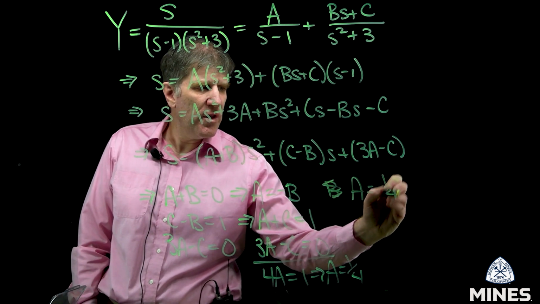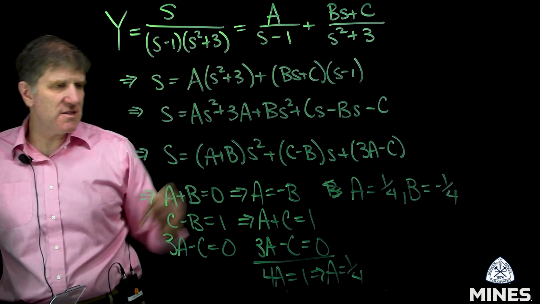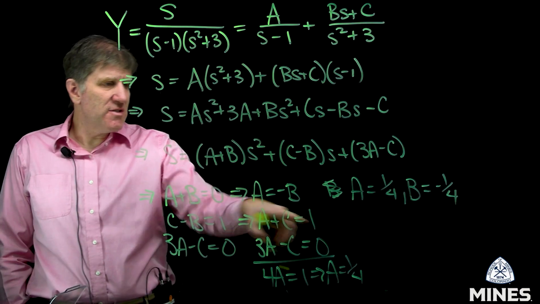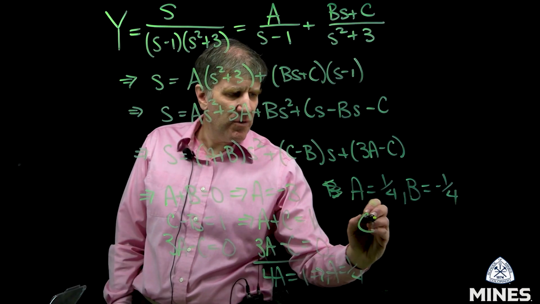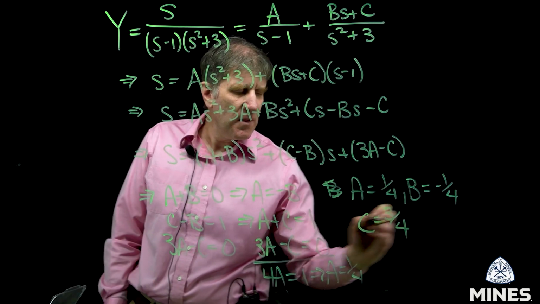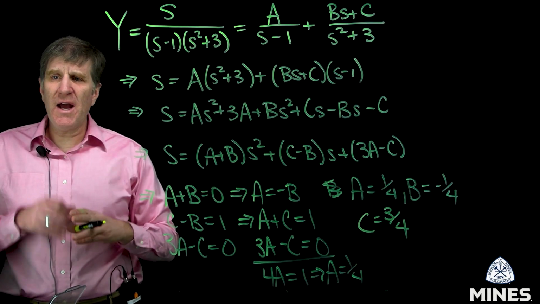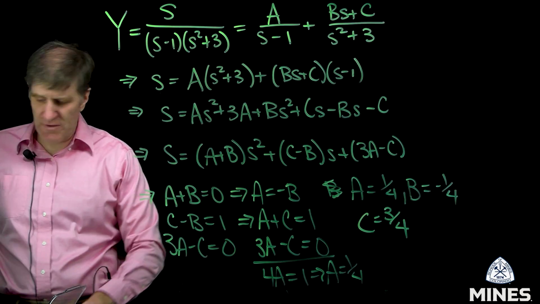That means b is negative 1/4 because a plus b has to equal 0, or a is just the negative of b. And then a plus c is 1. A is 1/4, so c must be 3/4. So that's our partial fraction decomposition. Let's go back, erase this, and see how we use this to get our inverse transform.